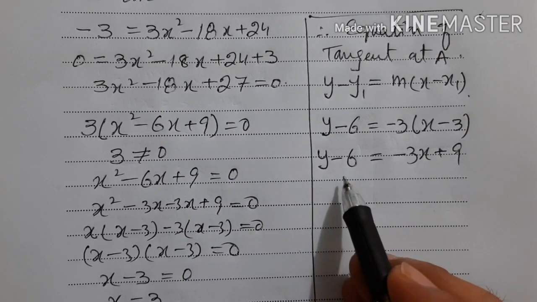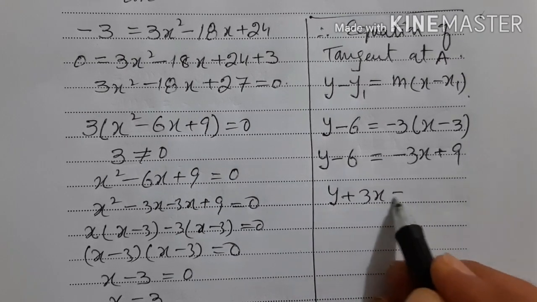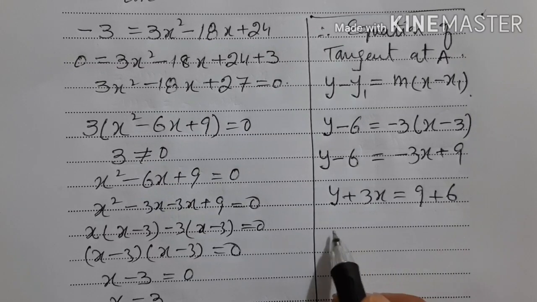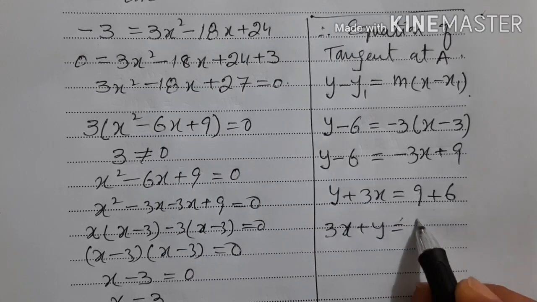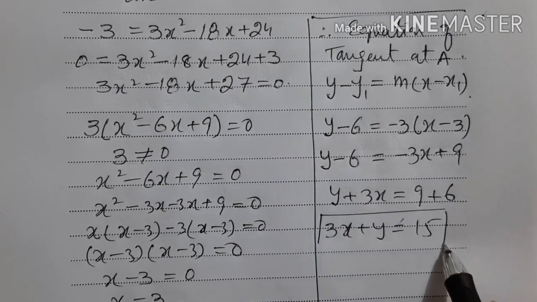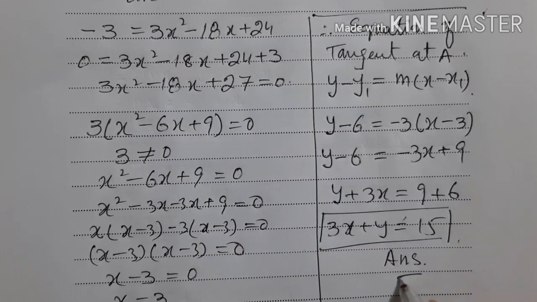or take 3x on the left side and 6 on the right side. So y plus 3x is equal to 9 plus 6, or it can be written as 3x plus y is equal to 15. This is the equation of tangent at A, which is our answer.